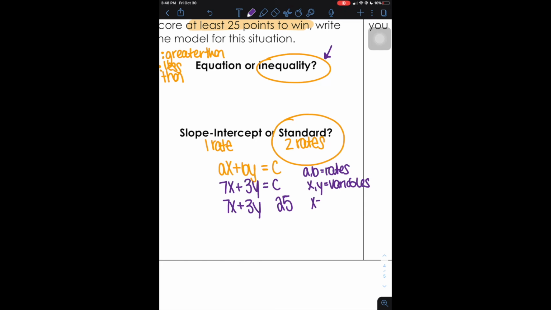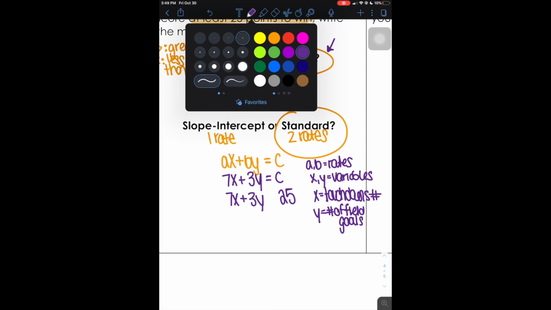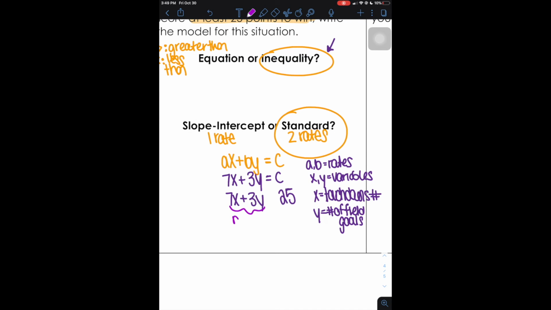So just to be clear, X is going to be equal to the touchdowns. Yes, I was going to say the number of footballs. Touchdowns. And Y is going to be equal to the number of field goals. And 7X plus 3Y is going to be a calculation of the number of points we collect. And I substituted this 25 for C because this is the points we need.